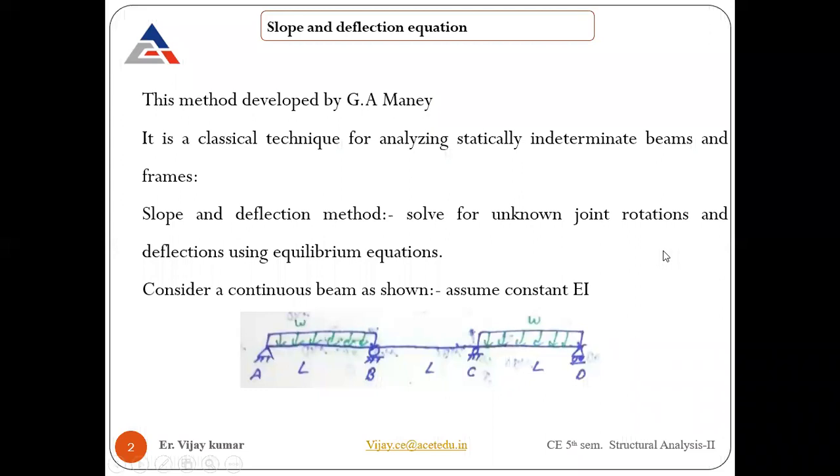First of all, it is a method developed by G.A. Maney. It's a classical technique to determine the internal forces, either bending moment or shear force, in beams and frames. It can be any kind of loading. It's just a simple way to perform. There is one equation where we just put the values in and you will get the answer.